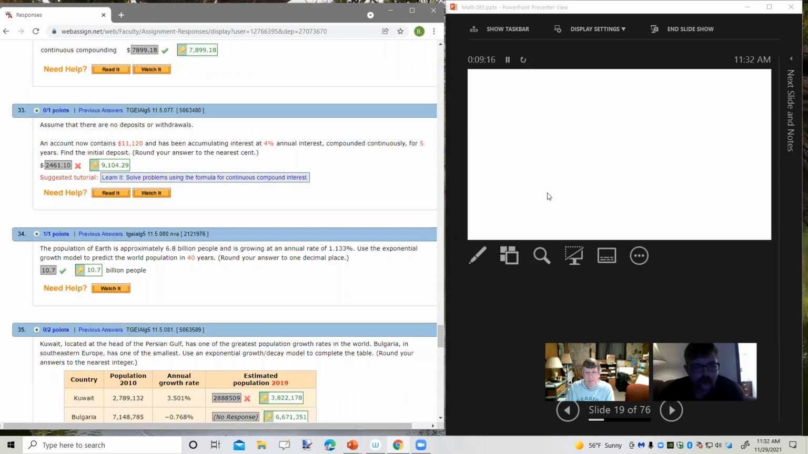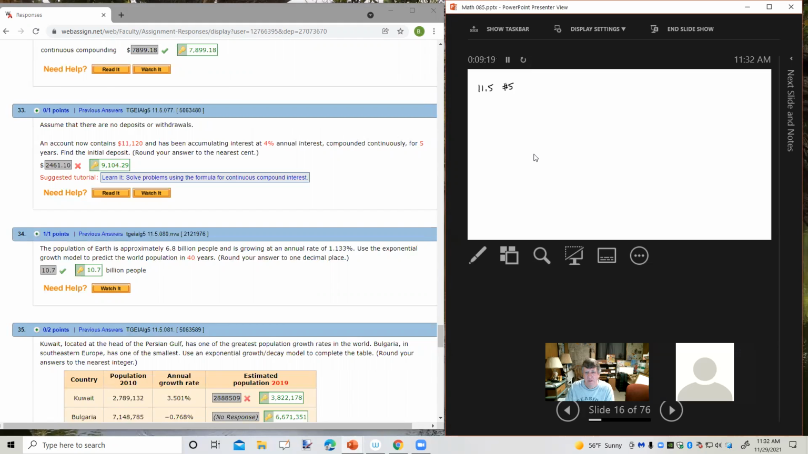So this again is section 11.5, number 33. It says, assume that there are no deposits or withdrawals. An account now contains $11,120 and has been accumulating interest at 4% annual interest, compounded continuously for 5 years. Find the initial deposit. Okay, so we're going back in time. We know the final amount. We want to find the beginning amount.